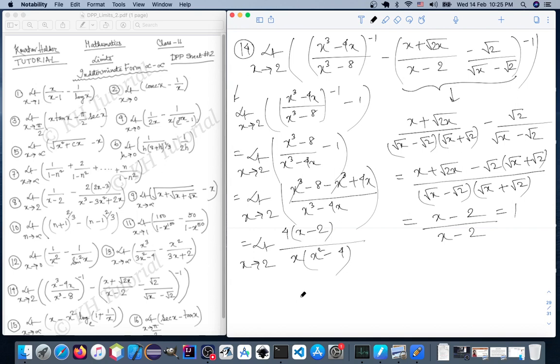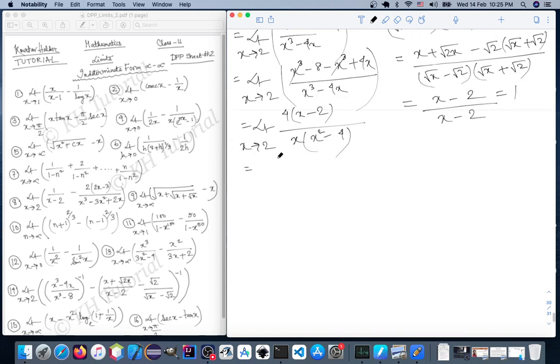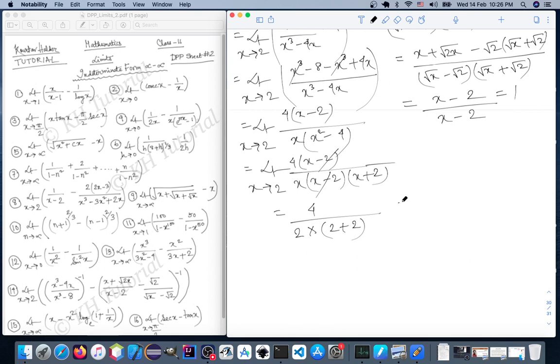We further simplify this, and we get 4(x minus 2) over x times (x minus 2) multiplied by (x plus 2). So x minus 2 cancels out. Now we can substitute the value of x as 2, and we get 4 over 2 times (2 plus 2). This is half.